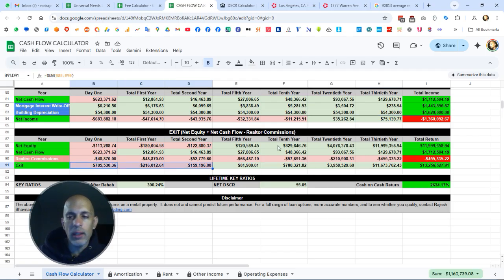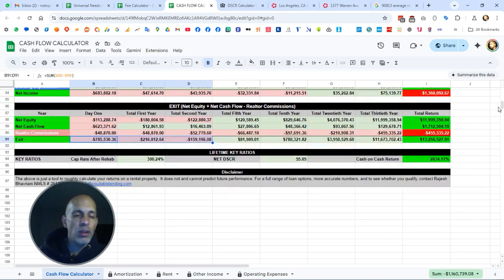Now let's look at the exit strategy. Let's say you buy the building today and you decide to sell it after a year, are you going to walk away with a profit? And no, you're going to lose $216,000 in that transaction. Do it on your second year, you're going to lose $159,000 on that transaction. But if you sell it in year 5, you walk away with an $82,000 profit. Is that worth it? No.